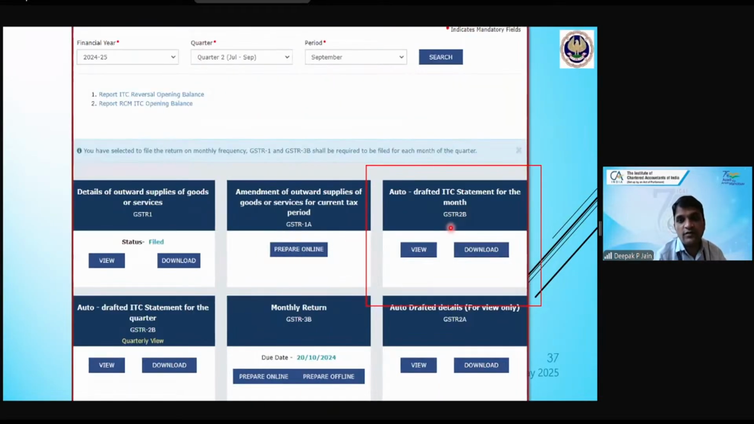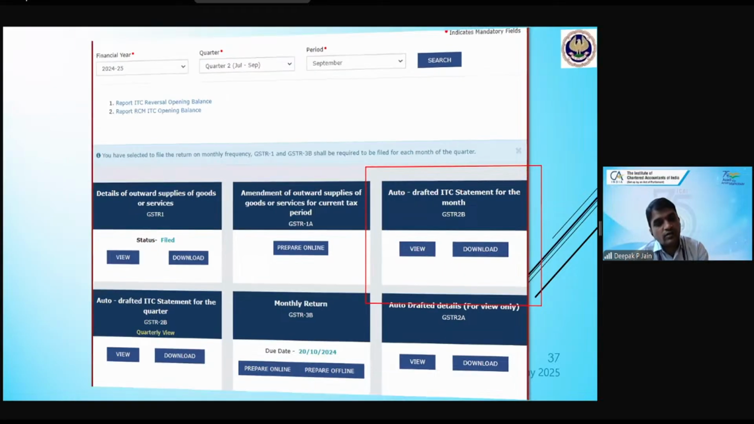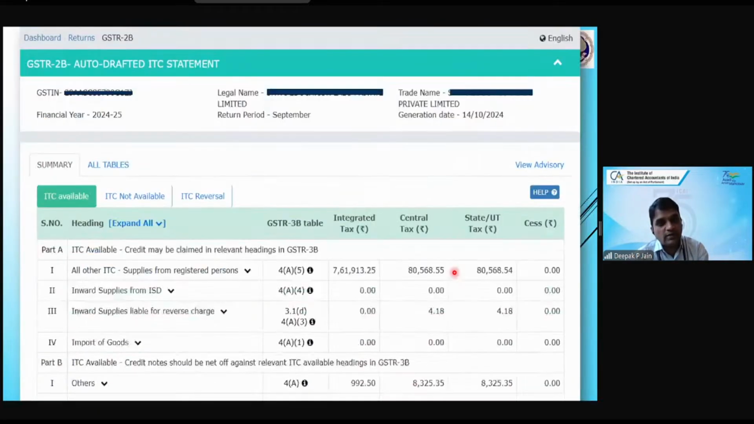Next is GSTR 2B. So this is not any filing or something. If you see here in GSTR 1, there is a filing option, and in 3B also, there's a preparing option. In 2B, you don't have to prepare or file anything. That's why it's only view and download. So when you go to your GSTR 2B, you will find all the details of the input tax credit which is available. This much input tax credit is available to you.